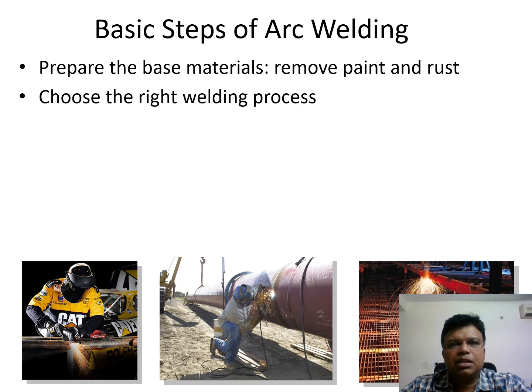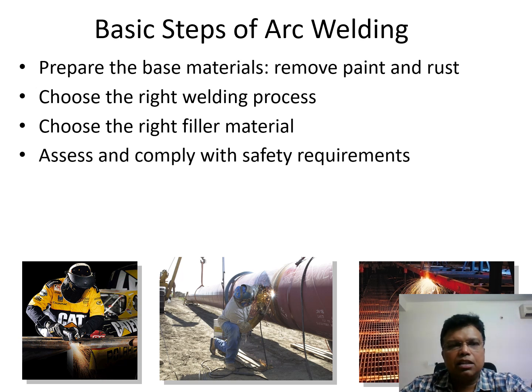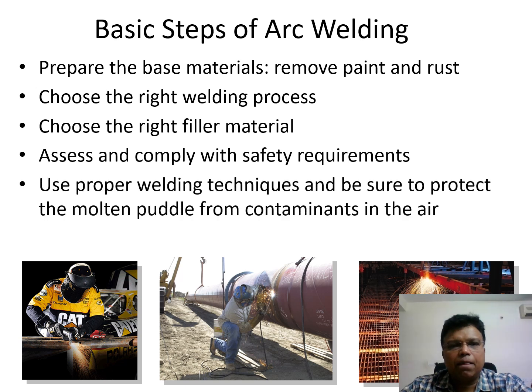So what are the basic steps involved in arc welding? First we have to prepare the base materials, that is, we have to remove the paint and rust. Then we have to choose the right welding process, and then choose the right filler metal. Then we have to comply with the safety requirements, and the welder has to employ proper welding techniques so that the molten puddle does not get contaminated with the air. And then once it is done, we have to inspect the weld for any defects.